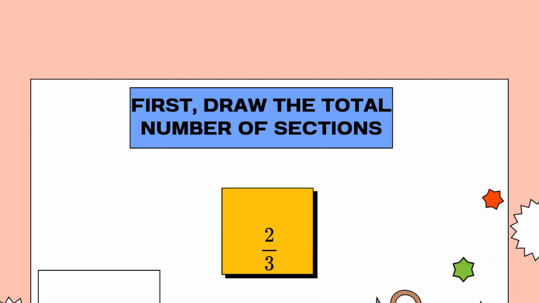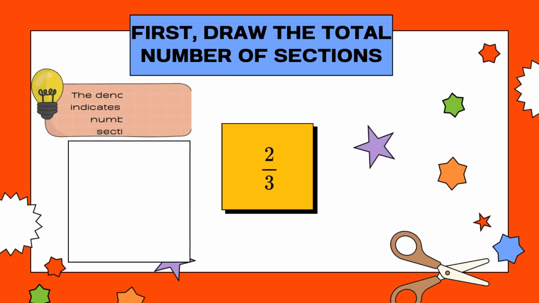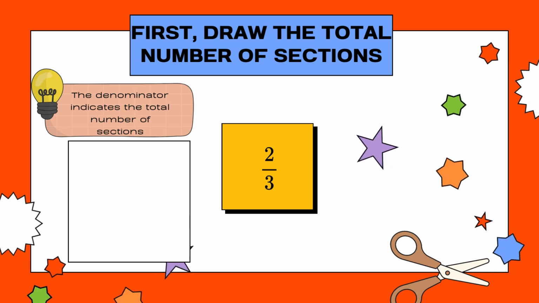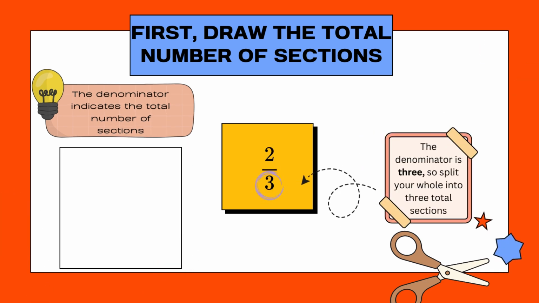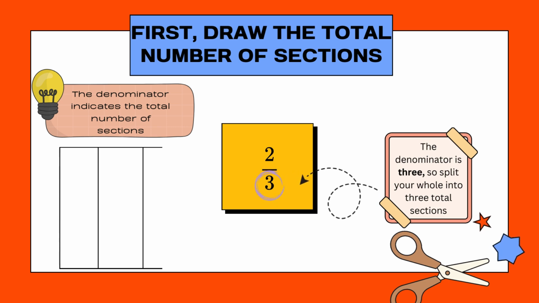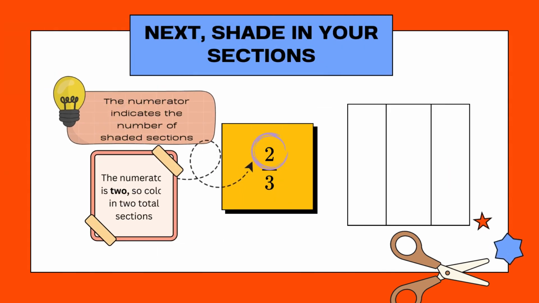First, let's divide a whole into equal parts. The denominator indicates the total number of sections you'll divide your whole into. The denominator is 3, so divide your whole into 3 equal parts. Next, shade the sections according to the numerator. The numerator tells you how many sections are shaded. The numerator is 2, so color in 2 total sections.